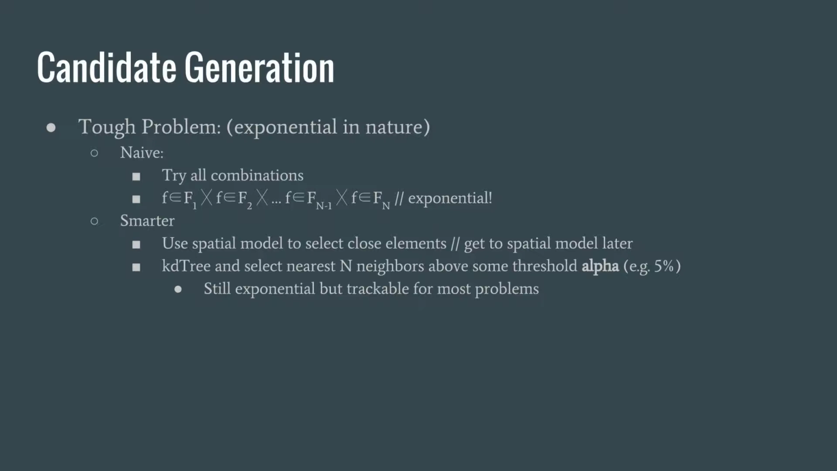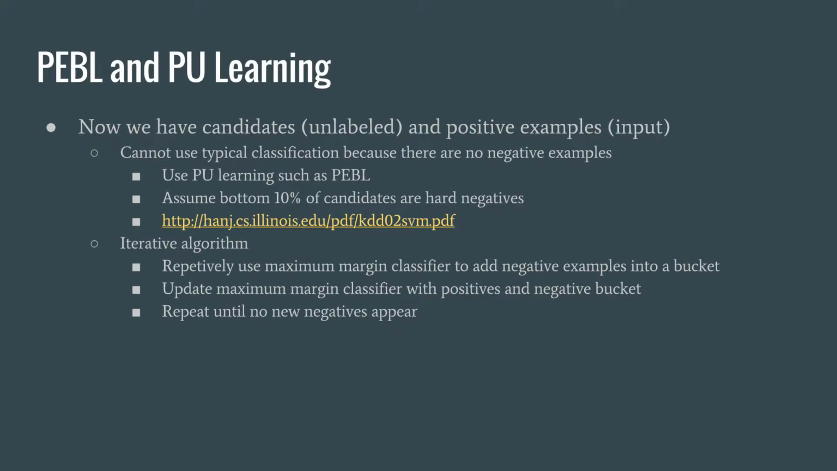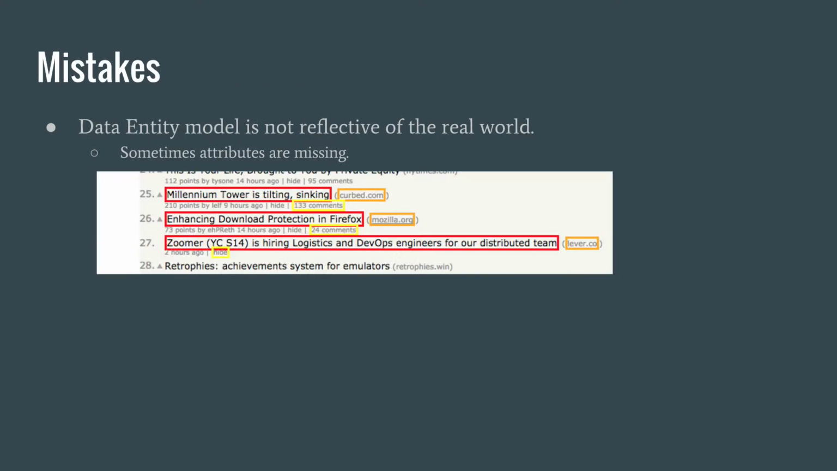So candidate entity generation, I won't go into it, but basically if you do the naive approach, it's exponential, and so you can't do it. You need to do something smarter than that. But I don't have enough time to go into it, so we won't. And then also for PU learning, we talked about that. We have to use positive unlabeled learning because we don't have negative examples.